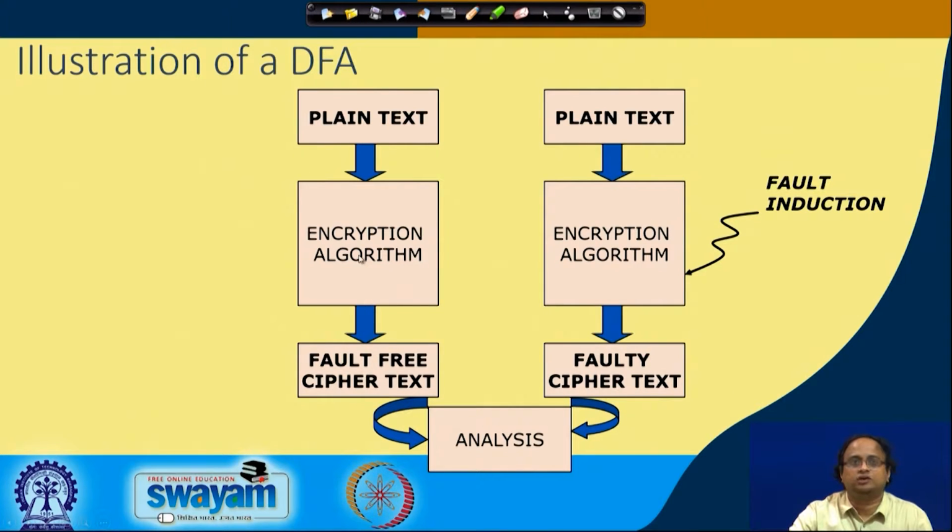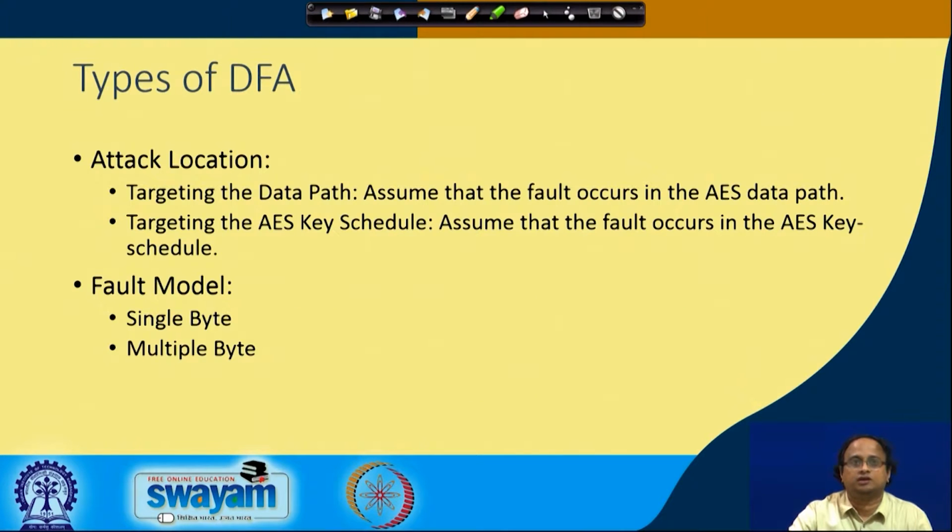In differential fault attacks, you have a plain text and you get a fault-free ciphertext. Then you take the same plain text, apply the encryption algorithm, and this time induce a fault, so you get a faulty ciphertext. Differential fault analysis combines the fault-free ciphertext and the faulty ciphertext and performs a differential analysis on them. That is the basis of what DFA, or differential fault attacks, stands for.